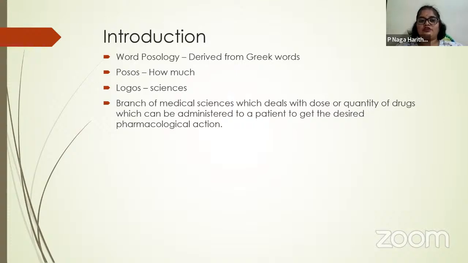So here the complete definition is, it is a branch of medical sciences which deals with the dose or quantity of the drugs. Dose is nothing but your quantity, and that can be administered to the patient to get the desired pharmacological action. So if you are giving an antihypertensive drug, reduction in the blood pressure is your desired pharmacological action. If you are giving an anti-diabetic drug, reduction in the blood glucose level is your desired pharmacological action. If I give an anti-diabetic drug and I see a reduction in the blood pressure, no, that is not a desired pharmacological action. That is something we call an adverse reaction, is it not?